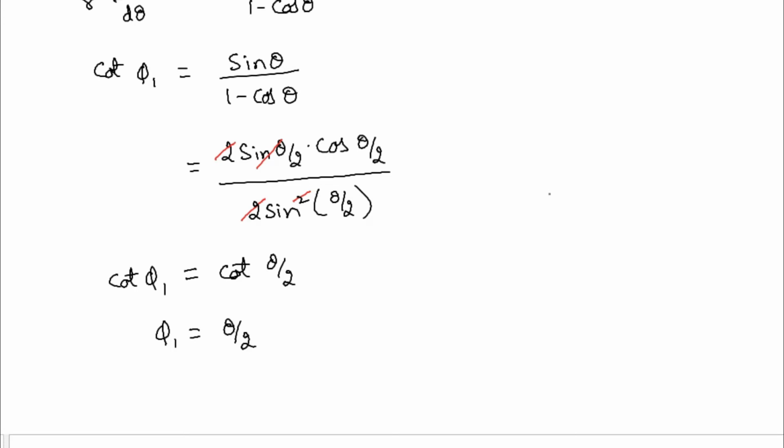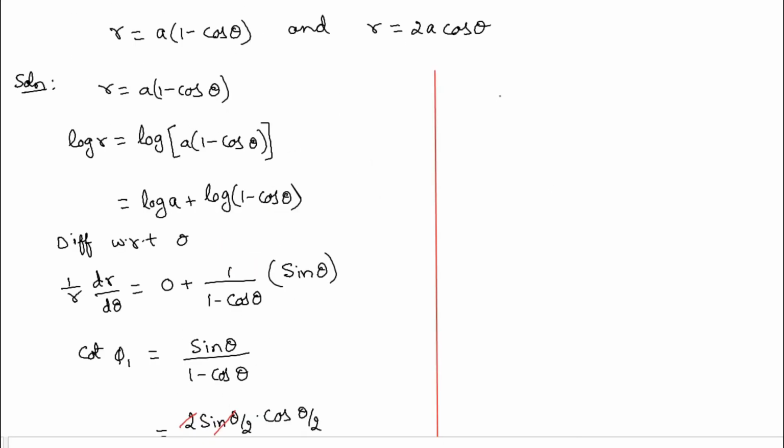So let us move on to the second curve. The second curve that we have is r equals 2a cos of theta. So let us take log on both sides. We get log of r equal to log of 2a cos of theta.